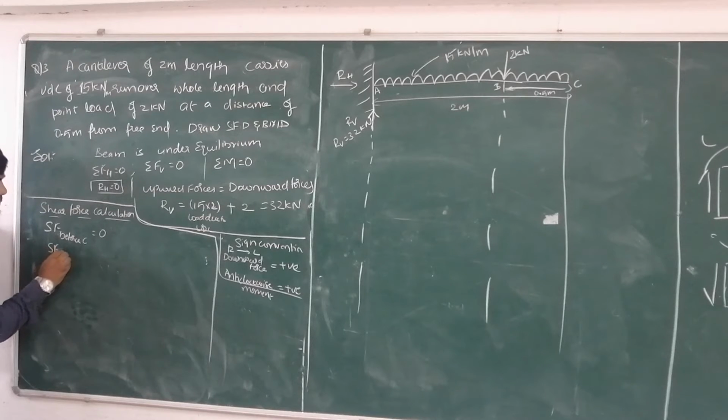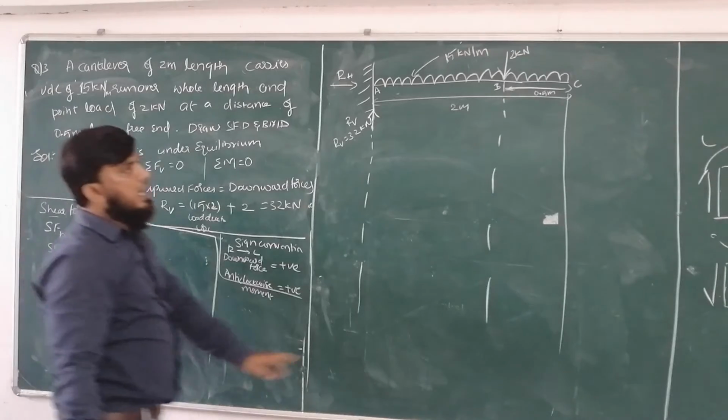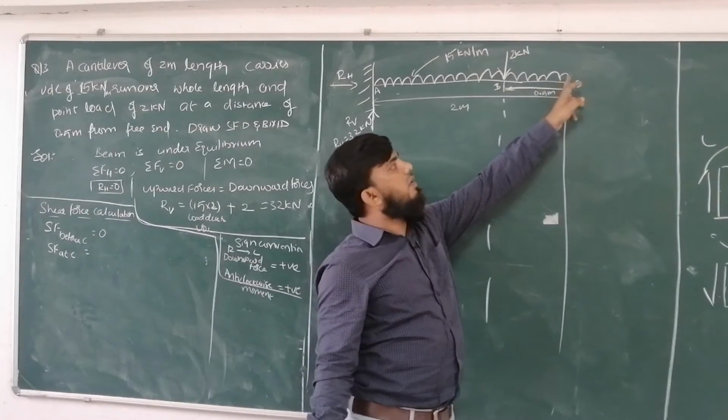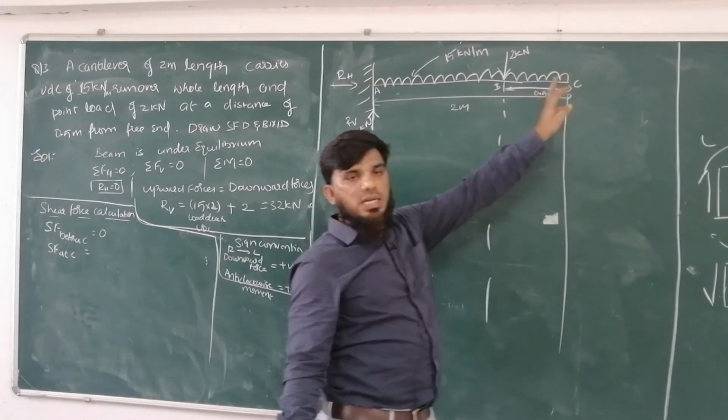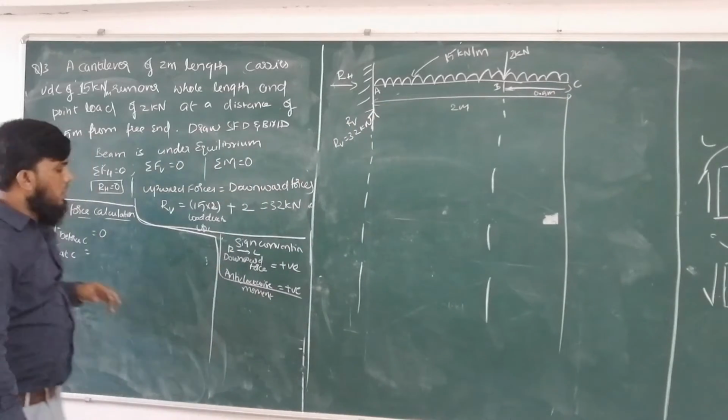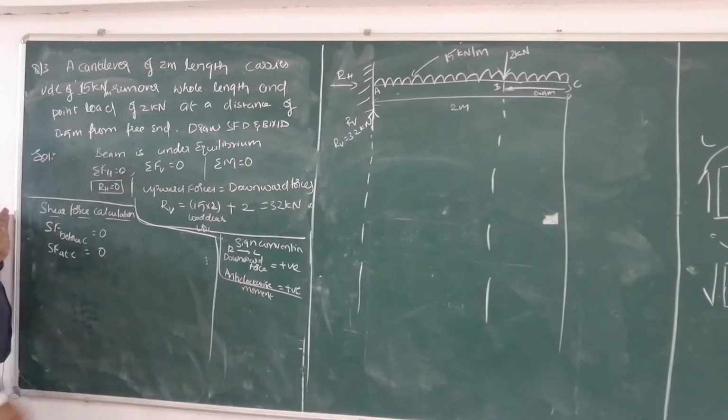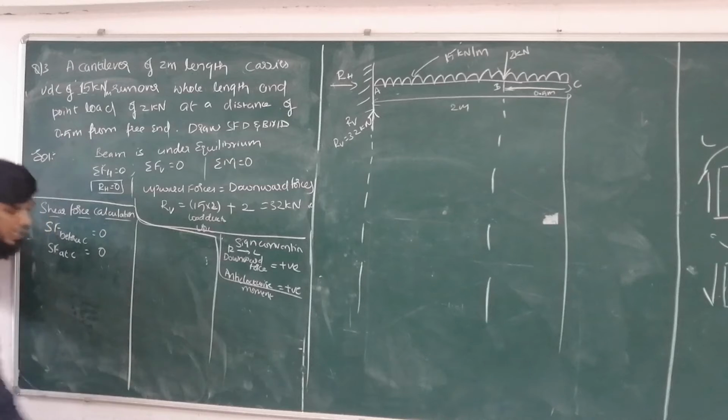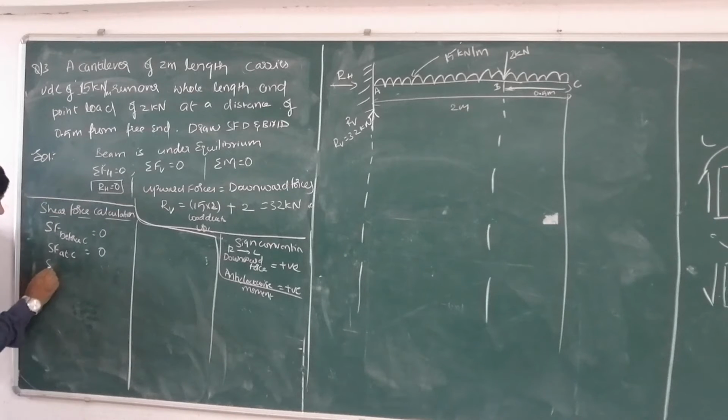Next, shear force at point C. Again, even though the load acting at point C is a point load, the distance at that point is 0. So again, shear force at point C will become 0. Clear? The next is shear force before point B.